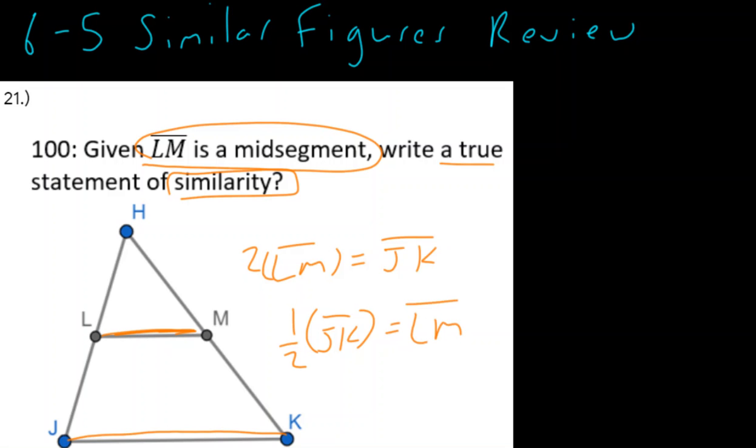Alright? Just some other things. We know some congruent statements. We know that LH must be congruent to JL, or that HM is congruent to MK. However, this is asking for a statement of similarity, not one of congruence. Alright guys, let's go ahead and move on to our next problem.